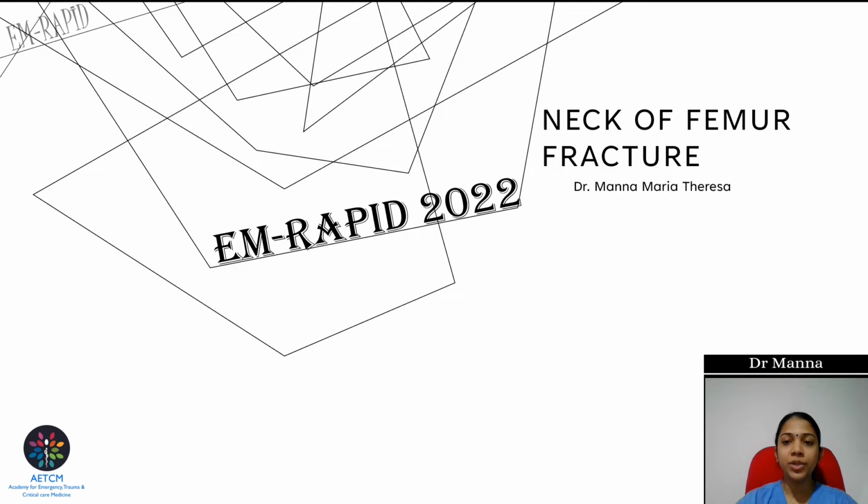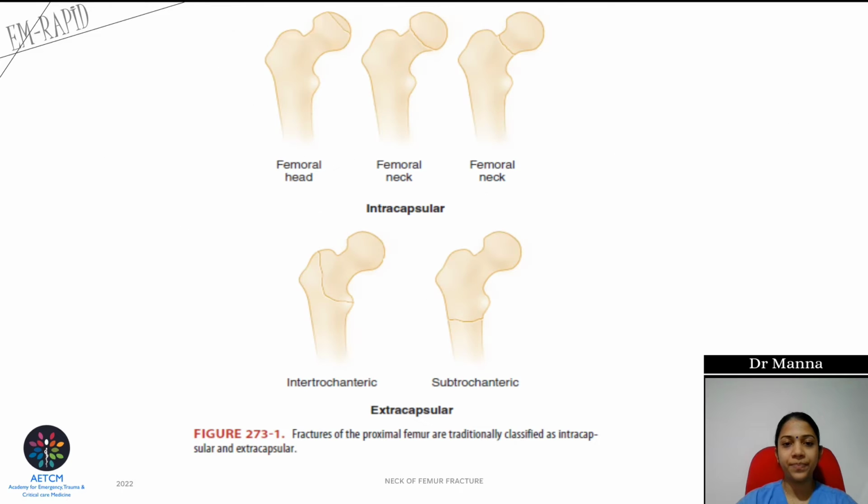Now we will discuss neck of femur fracture. So here we can see the figure of the femur, the proximal end of the femur. We can see the head here, then the femoral neck. If there is a fracture line in the head, that will be a head fracture. Then below the head we will be seeing the neck of femur fracture.